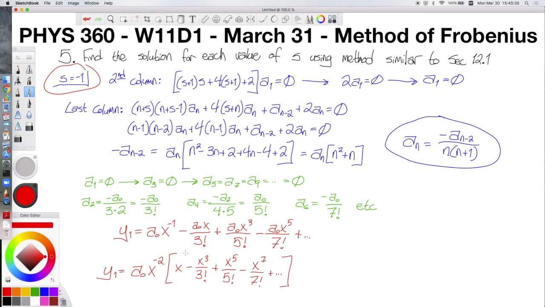And would you look at that? This bit in the square brackets here really is the power series expansion for sine of x. So we're lucky enough here that we can actually write out our solution analytically as a naught times sine of x divided by x squared. There's the x to the negative 2 power. So we've now found a solution for s equals negative 1. And then we're going to have to find the solution for s equals negative 2 as well. So let me clear some space and we'll begin that process.